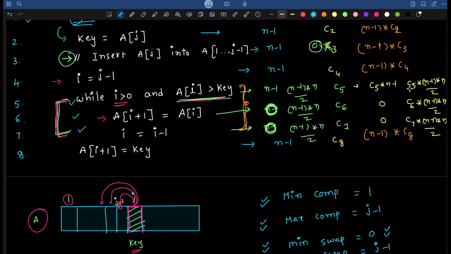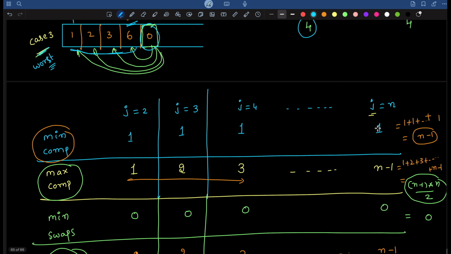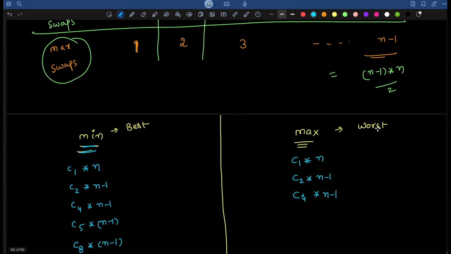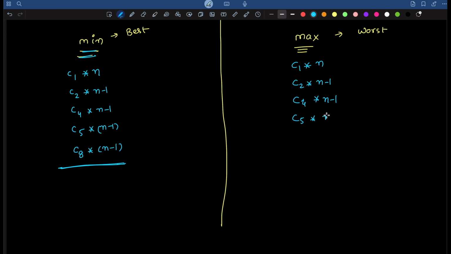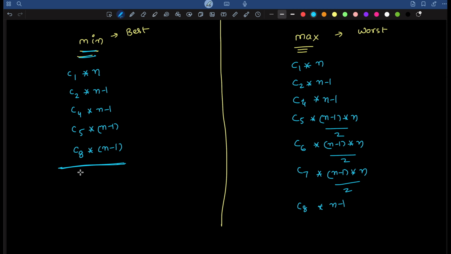The line number 5 will be C5 into n minus 1 into n by 2, right? And again C6 into n minus 1 into n by 2, C7 into n minus 1 into n by 2, and C8 into n minus 1. So this is the worst case time, right? If you add all of them, you will get the overall time complexity.